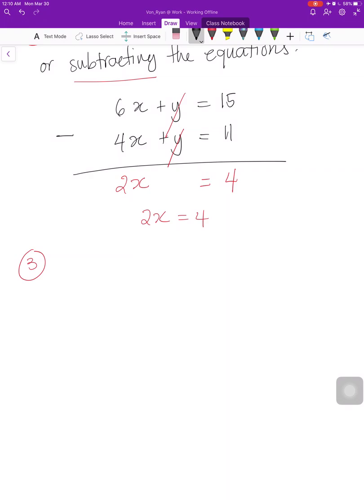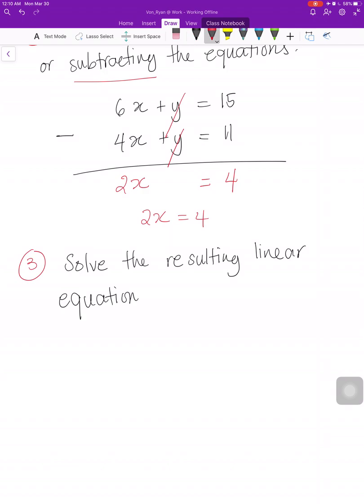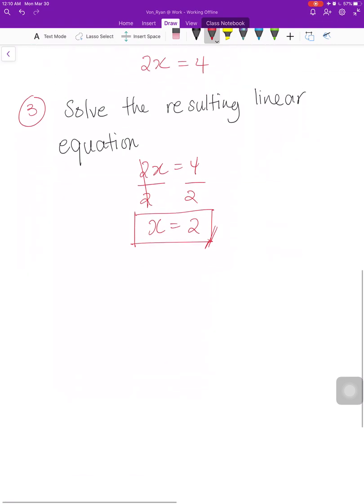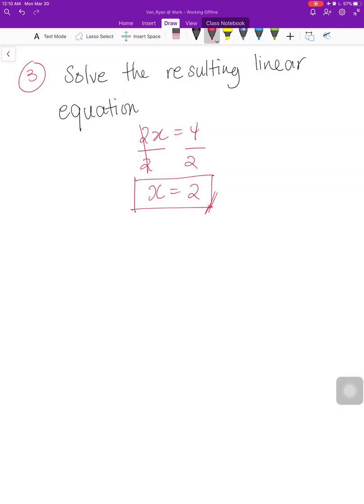Step 3 is to solve the resulting linear equation. Okay, so write it in red. So we have 2x equals 4. So just solve that. Again, divide both sides by 2. And we get x equals 4 divided by 2 is 2. So that's one of the coordinates. x is equal to positive 2. Now you have the value of x, you just need to find the value of y. And that would be step 4.